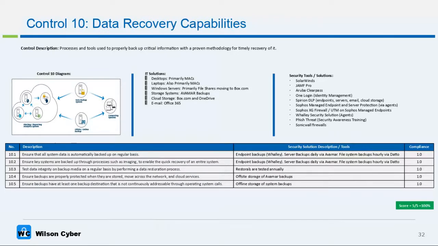Data recovery: here we're already at 100%. These are processes and tools to properly back up critical information with a methodology for timely recovery. There are 5 subcontrols. Ensure all system data is automatically backed up. Ensure key systems are backed up through processes such as imaging to enable quick recovery. Test data integrity on backup media on a regular basis. Ensure backups are properly protected when they're stored. Ensure backups have at least one destination that is not continuously addressable through operating system calls.